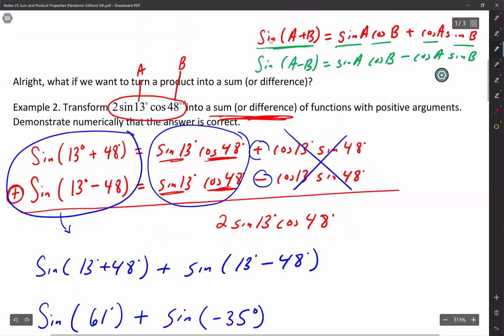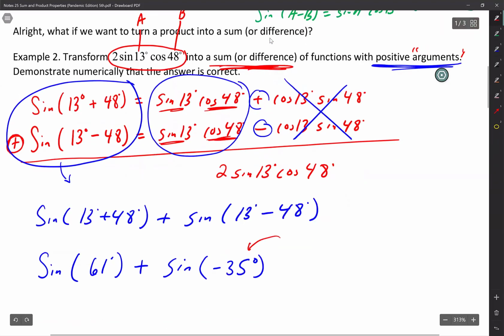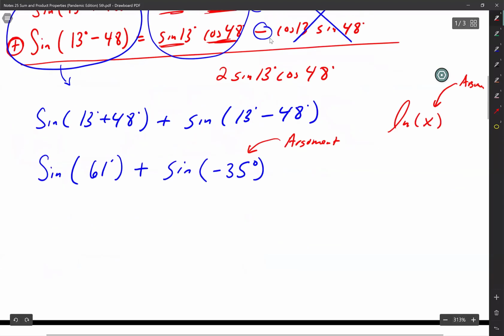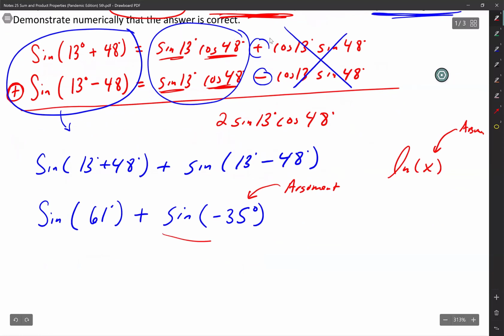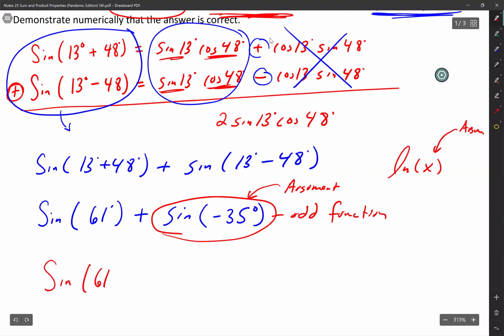But this tells me of functions with positive arguments. The word argument means inside the parenthesis. That's an argument. It always means argument, guys. So if you say ln of x, the argument in ln is the x there. I don't know if you knew that. I hope you did. But if you didn't, no big deal. So sine is an odd function. So your final solution, sine of 61 degrees minus sine of 35 degrees.